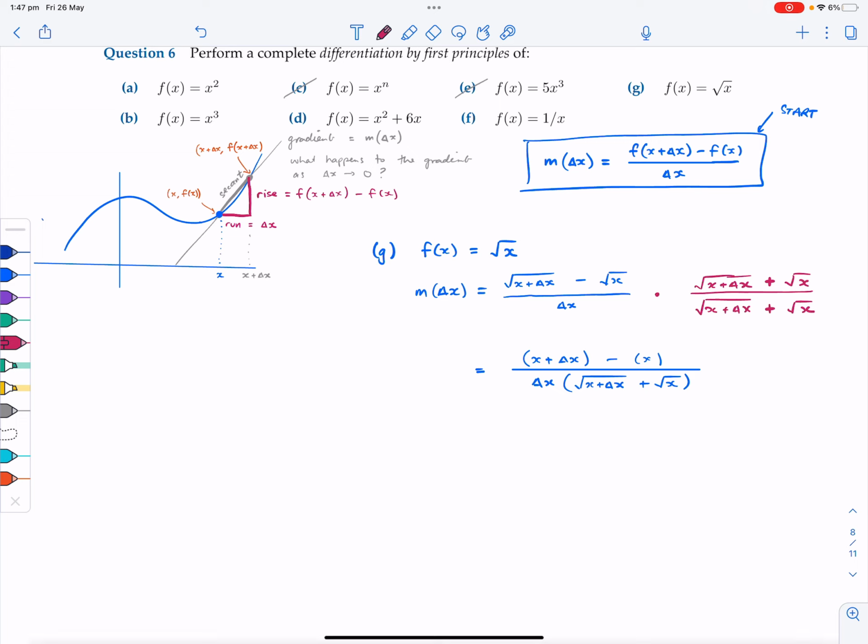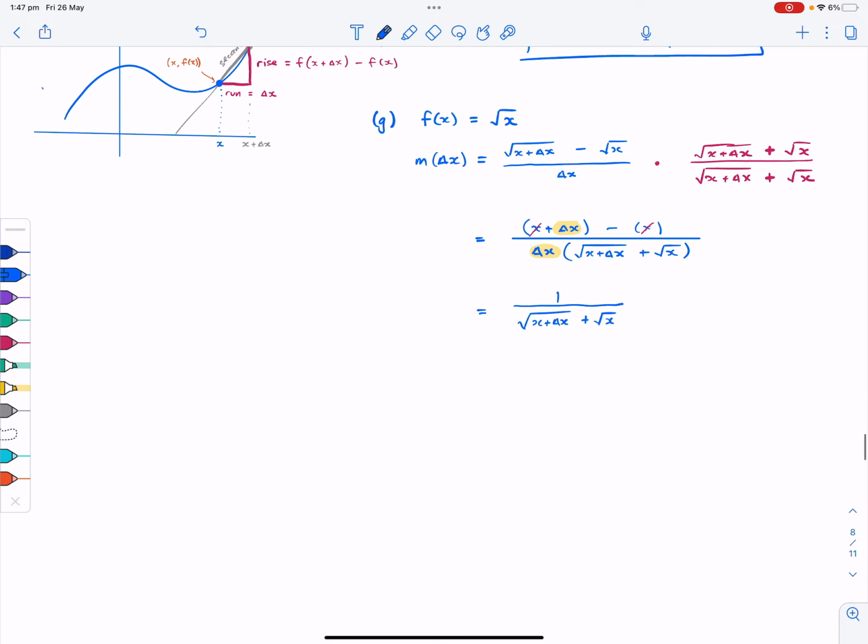And now I do get a cancellation, and you can see that we're left with just delta x, and that's going to cancel with the delta x in the denominator. And so I get 1 over the square root of x plus delta x, plus the square root of x. Okay, so that is my gradient function.